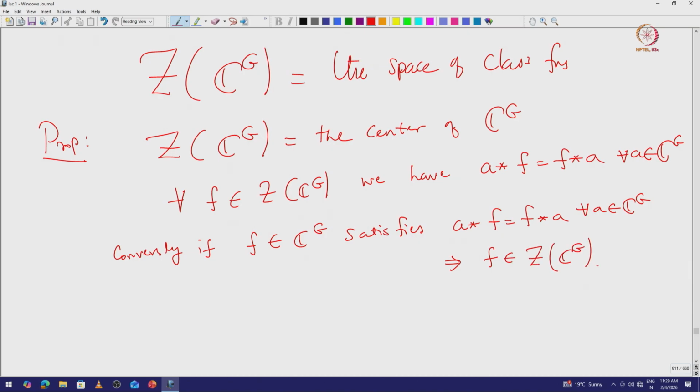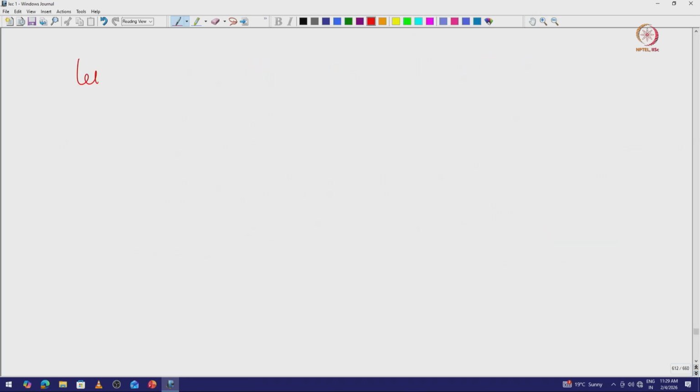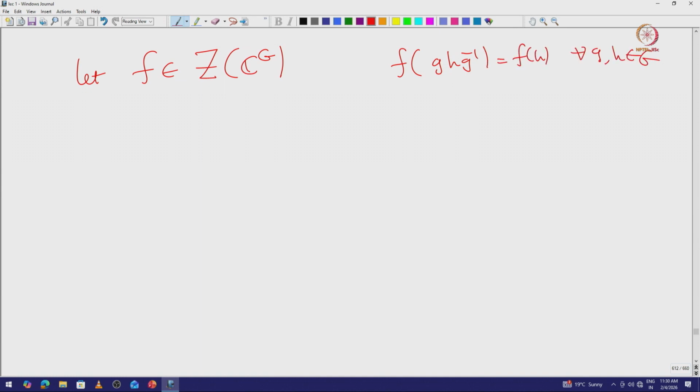It is not difficult to see that if f is a class function, then it must be in the center. So, let us check that. Let f be in the set of class functions. That means we know that f(g h g inverse) is going to be f(h) for all g, h in G. This is how it is defined. Now let A be in CG and start doing the calculation.